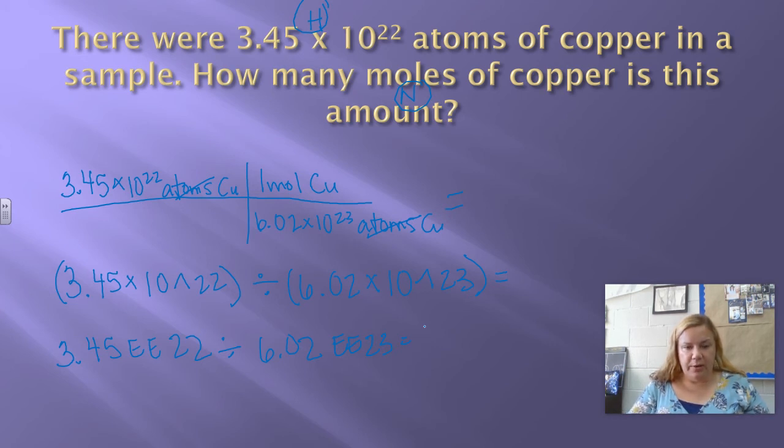So if I punch that in my calculator, I'm going to get 0.0573. Now, you guys, this is why I kept so many numbers, because look, I've got 3 sig figs here, so my answer must have 3 sig figs, and that first 0 is a leading 0. So therefore, I have 0.0573 moles of copper. So I have less than a mole of copper, which makes sense because I have less than 6.02 times 10 to the 23rd to start out with.